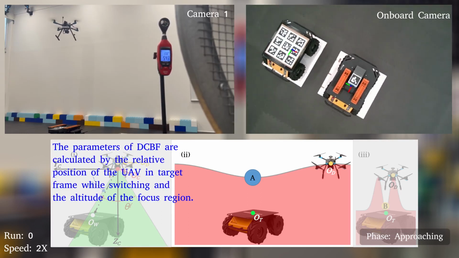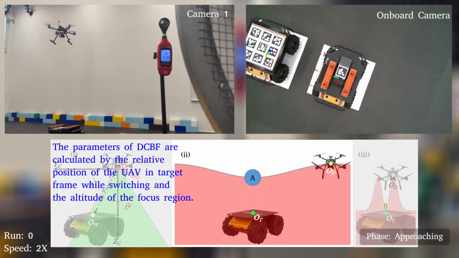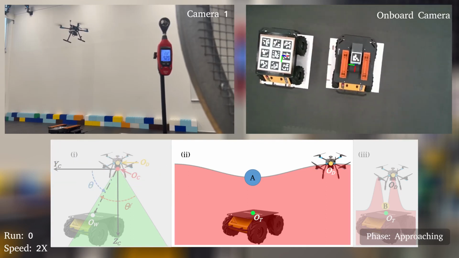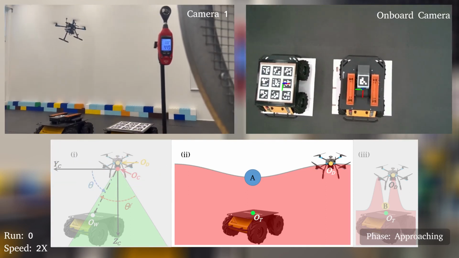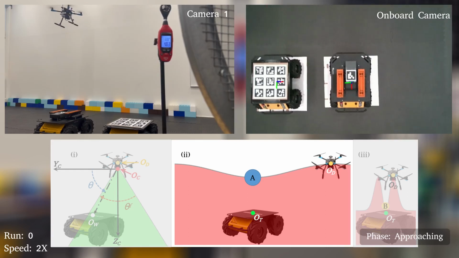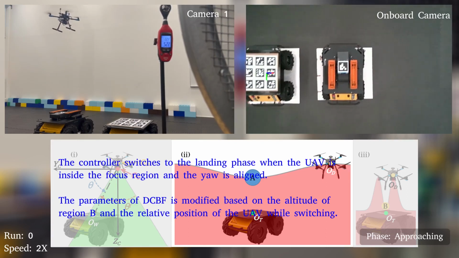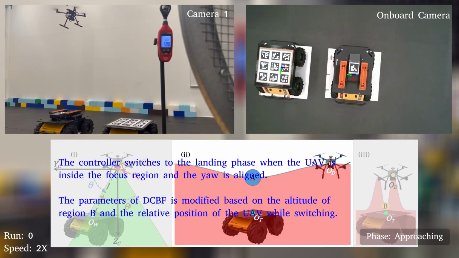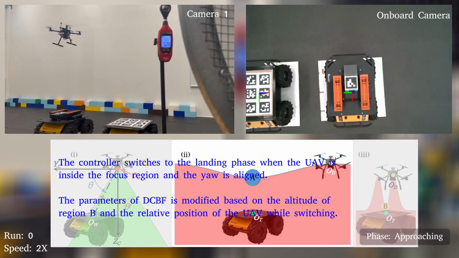The parameters of the DCBF are calculated using the relative position of the UAV in the target frame and the chosen altitude of the focus region. The UAV settles in the focus region to align with the target. The target is equipped with a landing platform to further validate the landing precision enforced by the controller.